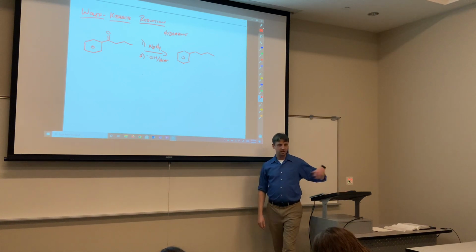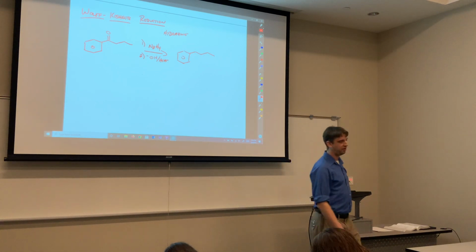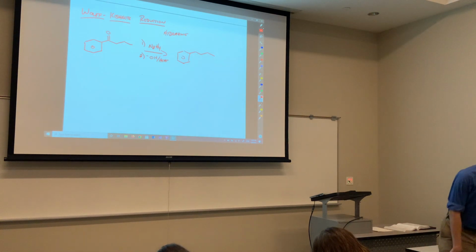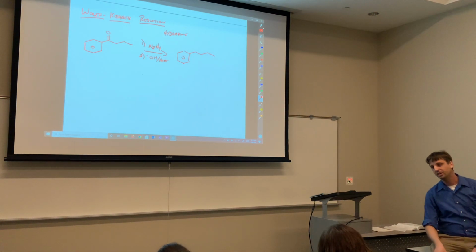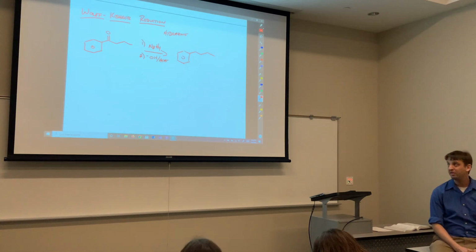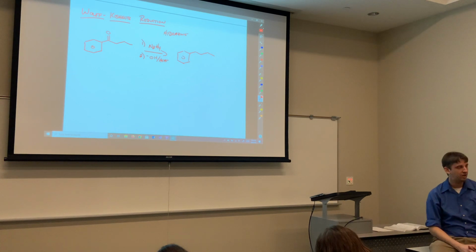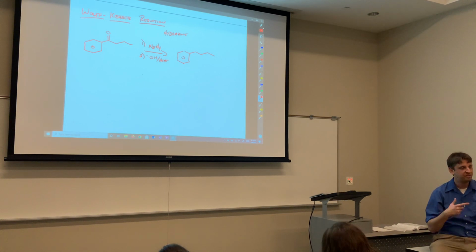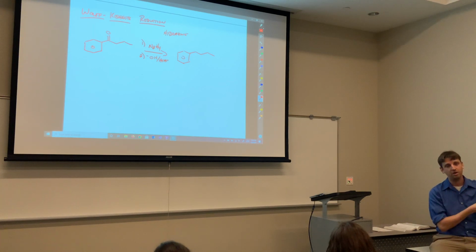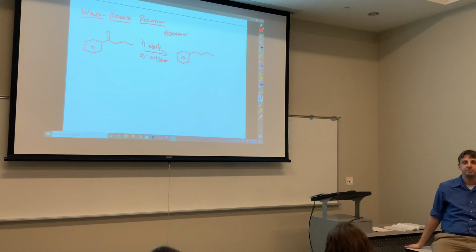What's different about the Wolff-Kishner is that we will learn this mechanism later, so I'm going to hold off on that part. But it's useful for us here. Why? Well, first of all, the Wolff-Kishner reduction is going to be a lot more selective. The first part, the hydrazine, reacts specifically with carbonyls, and we will also learn it's only going to react with certain kinds of carbonyls. So it tends to be a lot more selective.